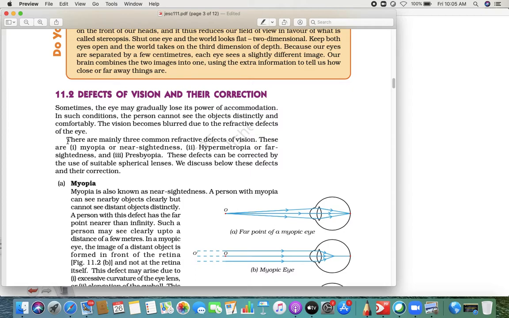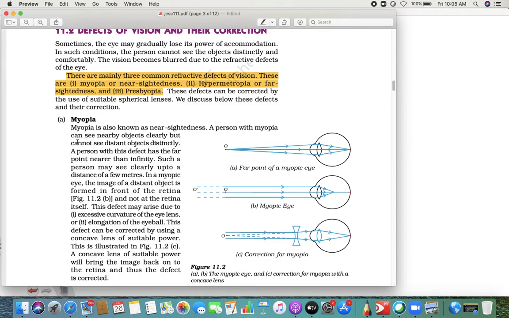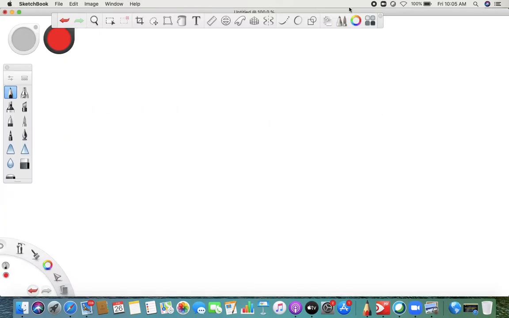One is myopia, second is hypermetropia, and third is presbyopia. Myopia, hypermetropia, and presbyopia. Now, what is myopia? Myopia is known as nearsightedness. I always remember it like this. Myopia means nearsightedness.